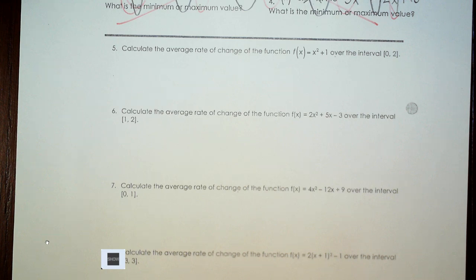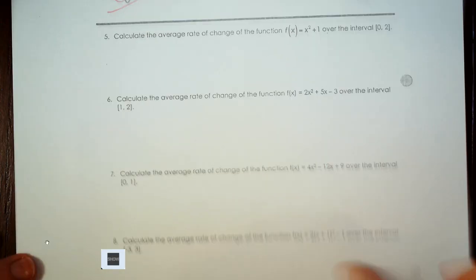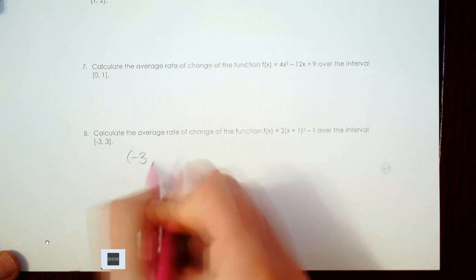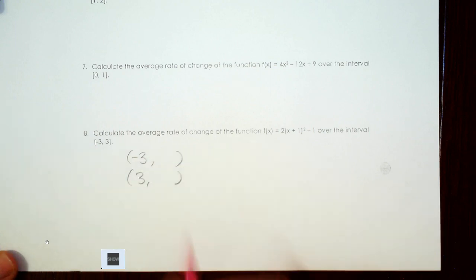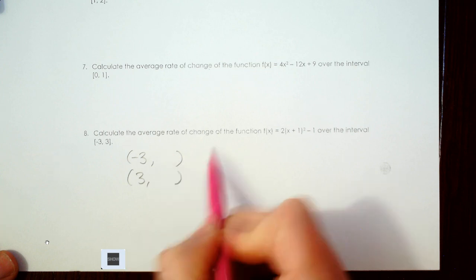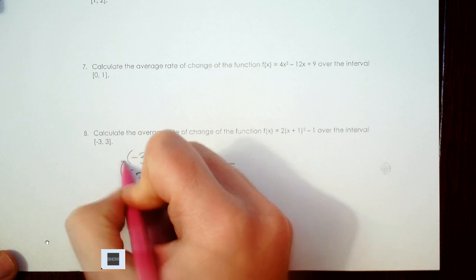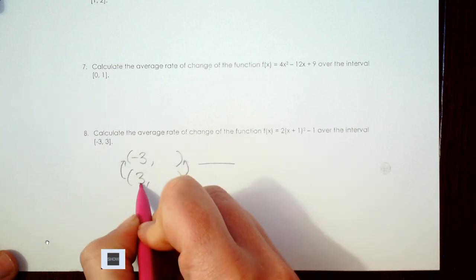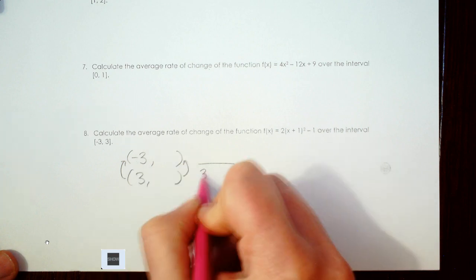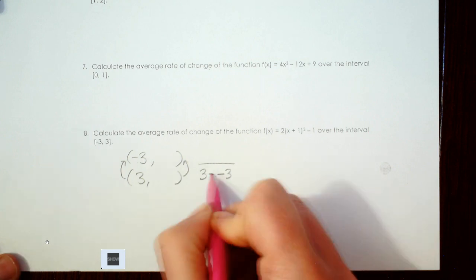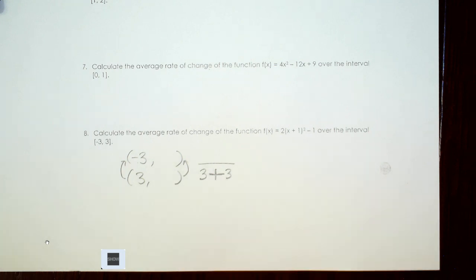One thing I would tell you to be careful with is on number 8. Let's look at number 8. Your points start here. So you have a -3 comma something and then 3 comma something. So whatever you get for your y's, you're going to subtract on the top. Now on the bottom, let's say you did bottom to top. This is 3 minus a negative, so it's 3 minus a -3, minus a negative is the same as adding. So be careful with that extra negative. Otherwise, you should be good to go. Good luck.